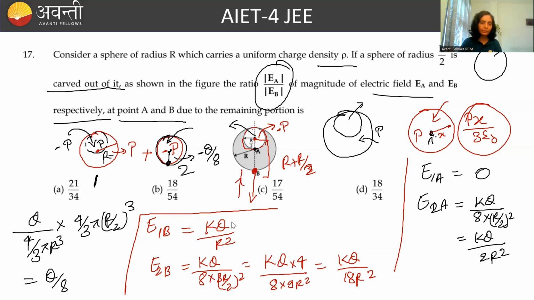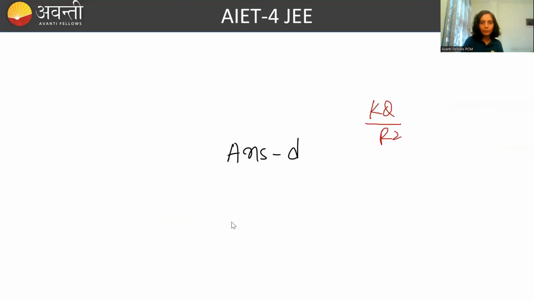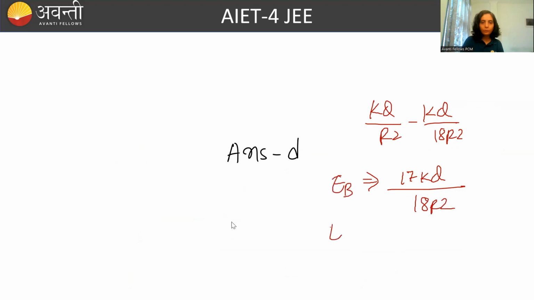So let's find EB. KQ by R square minus KQ by 18R square. So this will be equal to how much? 17 KQ by 18 R square. This is EB. And what was EA? EA was KQ by 2R square.